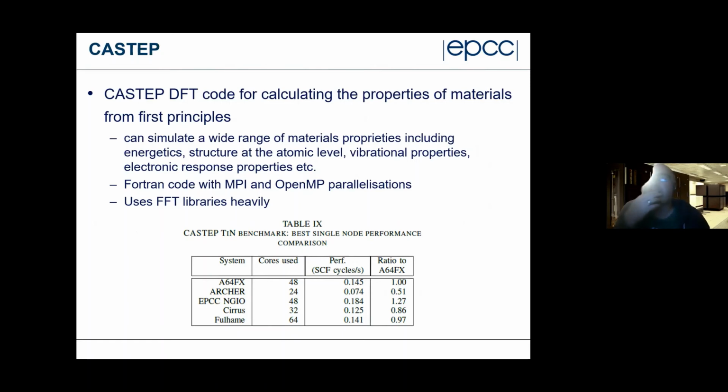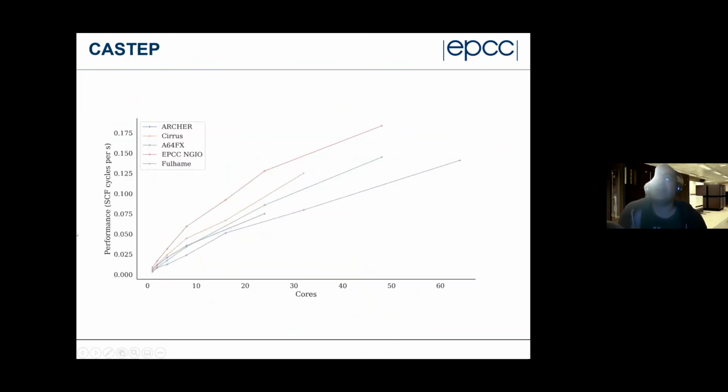There are a couple of applications that we looked at where the same wasn't true. Here's one called CASTEP, which is another Fortran code, but this is a materials science DFT code. We can see that the A64FX is giving us good performance, but not quite as good as the Cascade Lake. The Cascade Lake is about 27% faster than the A64FX here.